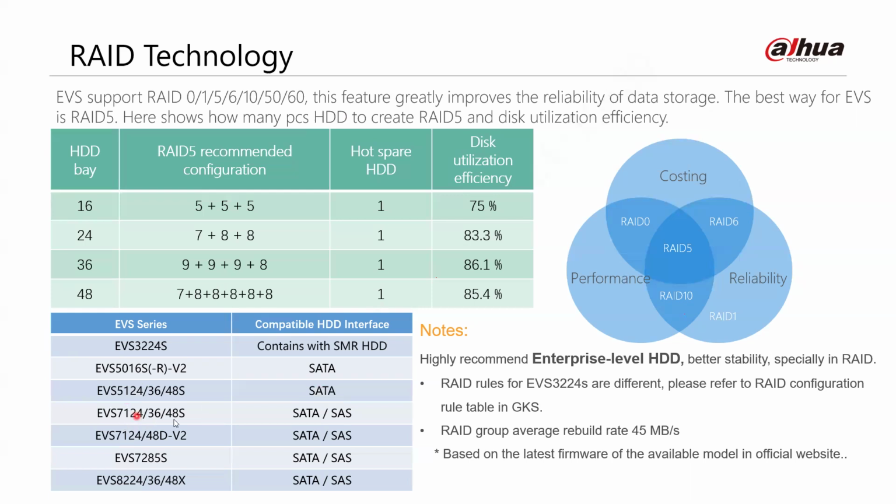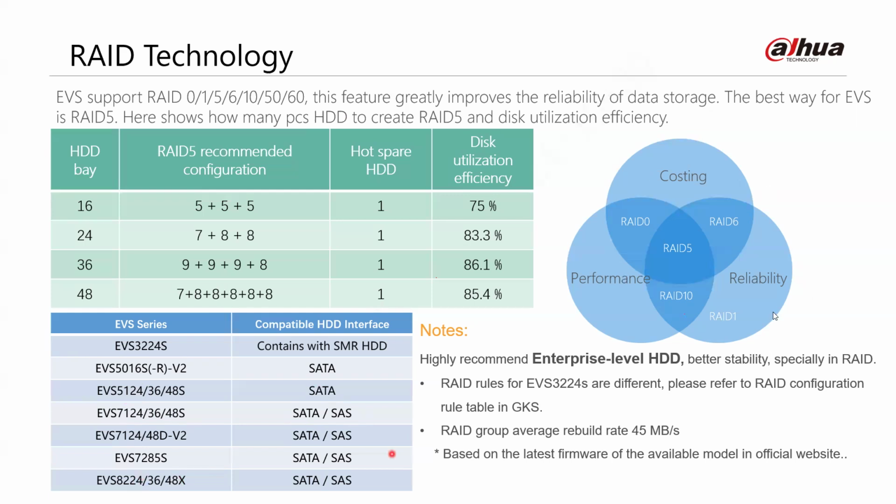7124, 36, and 48 hard disk can either use, for example, the SATA or the SAS interfaces. Same case applies to all these other series from 82, 24, 36, 48 series.